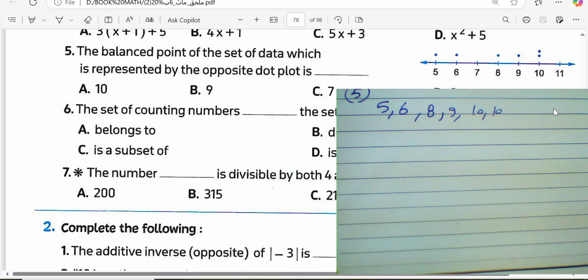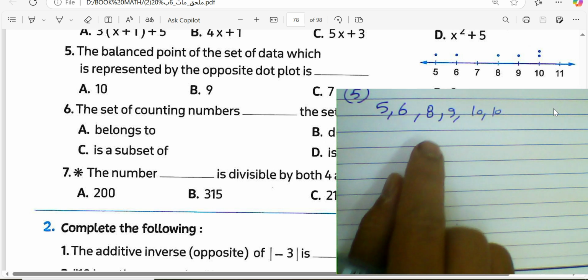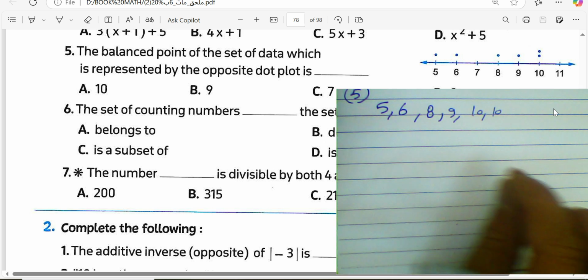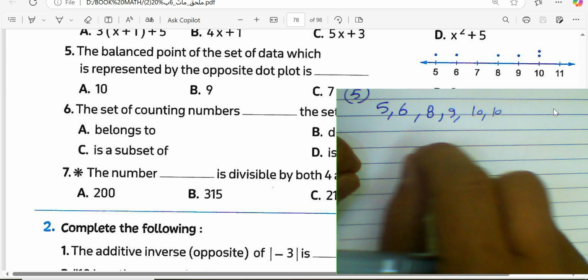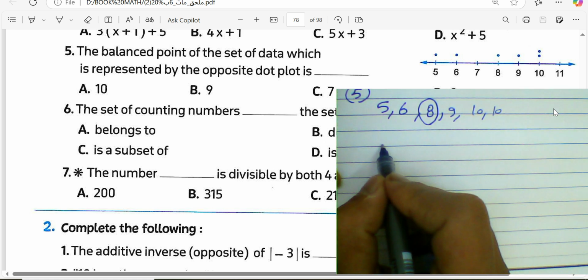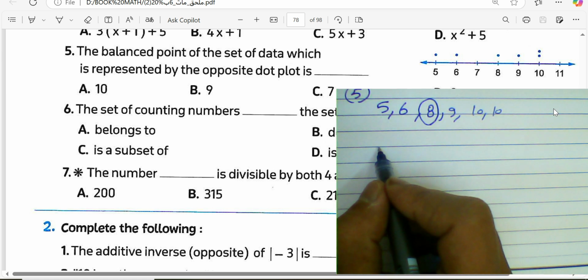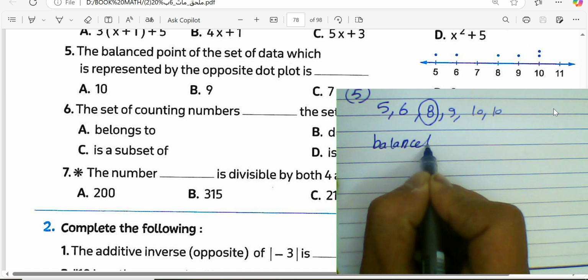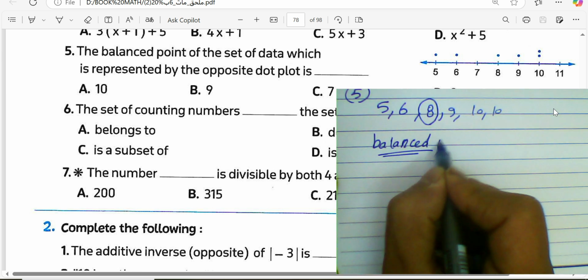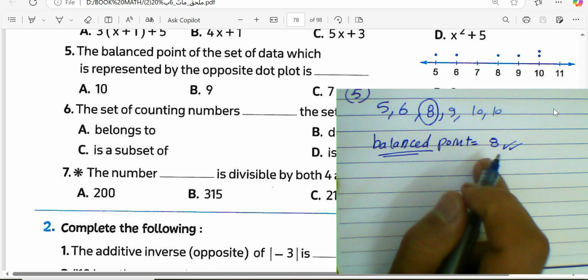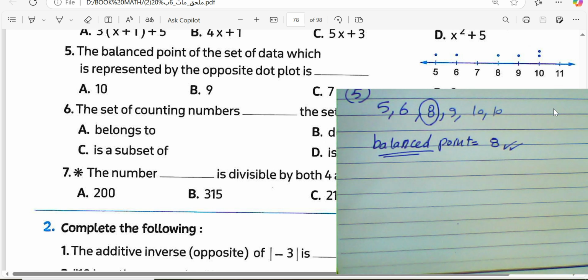In this example, to find the balance point means to find the point that lies in the middle. When you arrange the numbers in ascending or descending order, you must choose the number which lies in the middle. The one in the middle here is 8. Then the balance point will be 8. Okay, choose letter B.